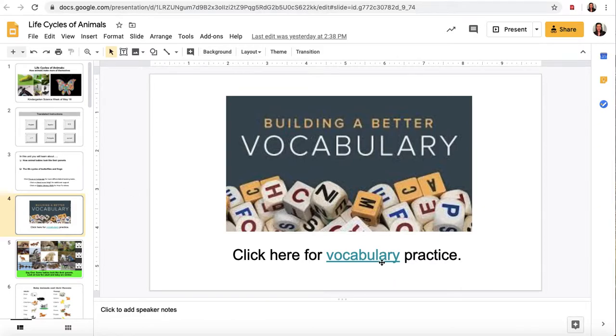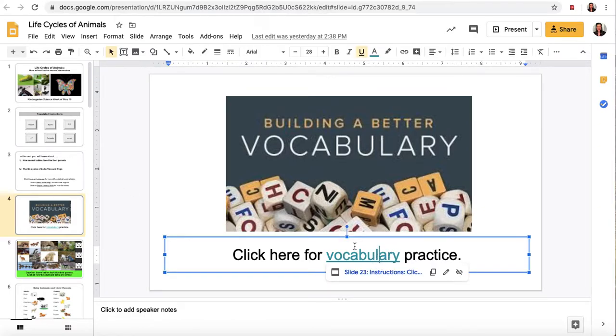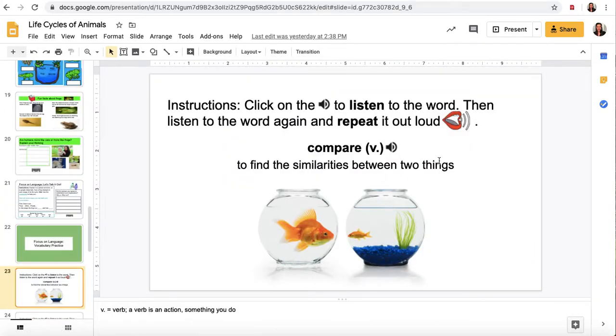Let's go over some vocabulary today. If you do this in your own slides, if you click on this vocabulary right here, it takes you right to the vocabulary words. Obviously you can click on the speaker button to listen to the words, but since I'm doing this recording, I'm going to say it for you.